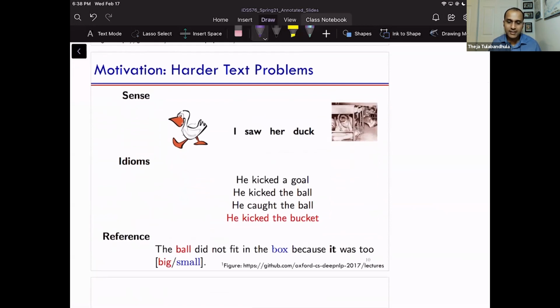But there are many challenging aspects of text with natural language. Here are some issues. For example, the sense of the word is unclear. Okay, so for example, if you say, I saw her duck, whether it's a duck belonging to somebody or the person sat down on the floor is unclear, right?